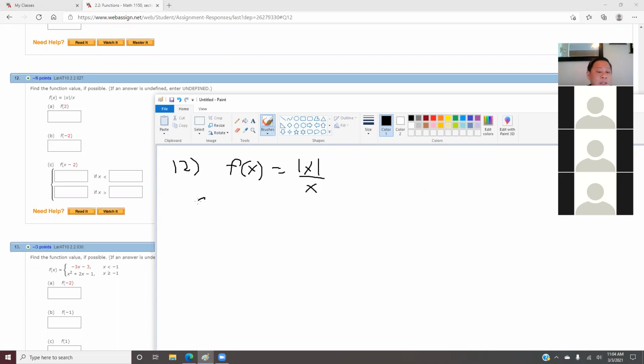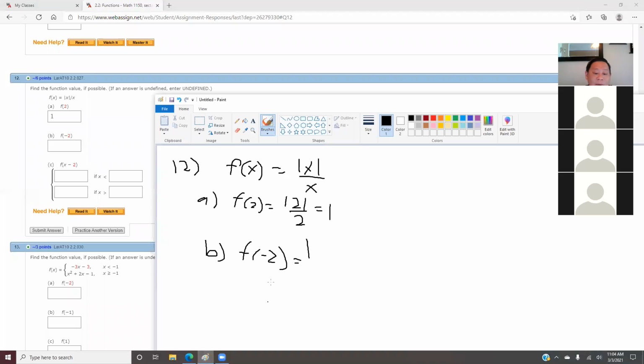The first question is asking us to find f(2). f(2) means you just substitute x to become 2. So you will get the absolute value of 2 over 2. Anyone know what that is going to be? Anyone? 1, yep. So this answer is 1.